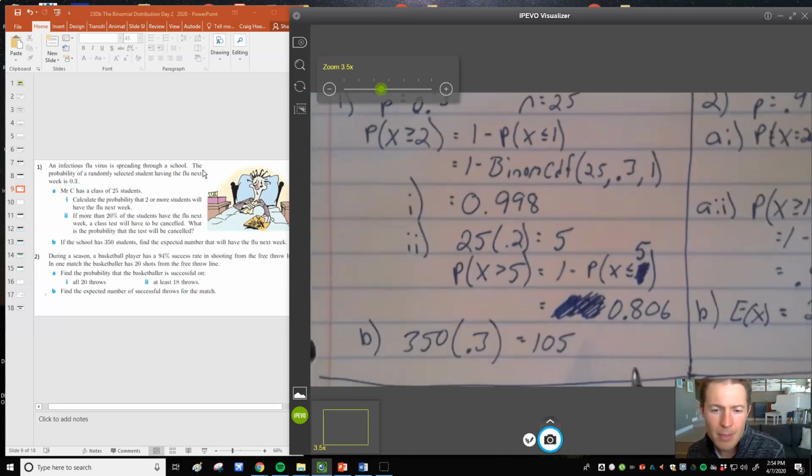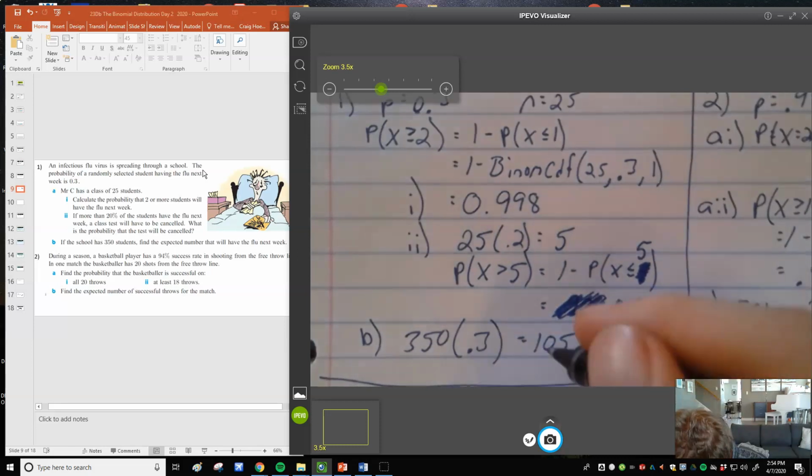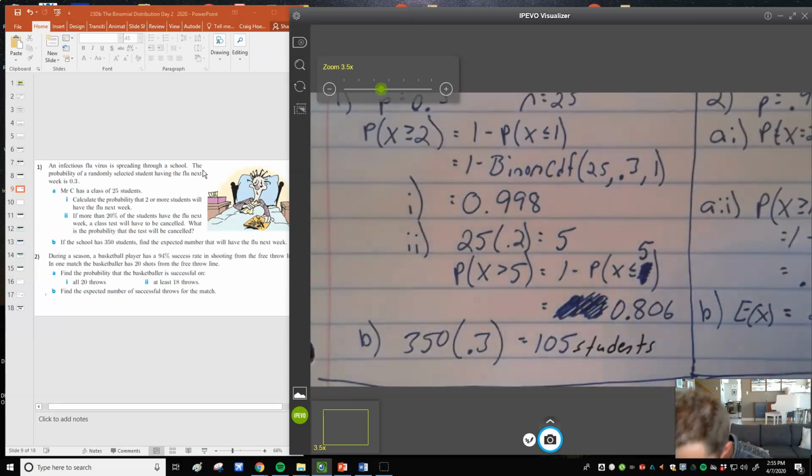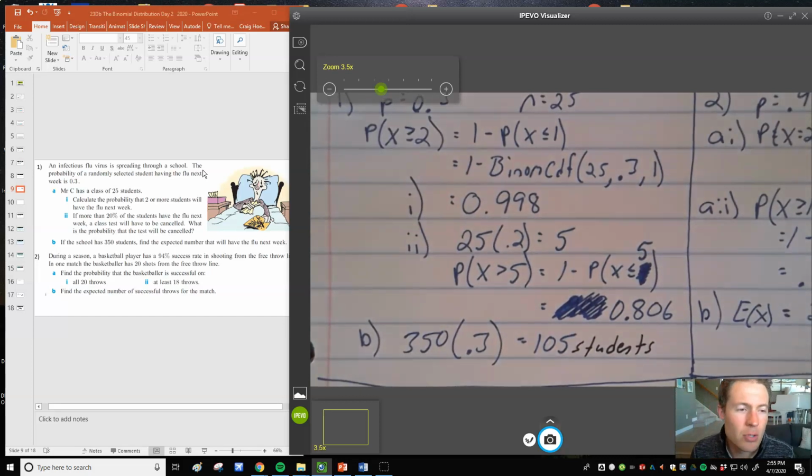Let's look at part B. Part B is kind of straightforward. We have 350 students. This is the odds of them getting it. So find the expected number. Remember, expected number is just n times our p. N times p. We're expecting 105 students to catch this thing. That's pretty high.